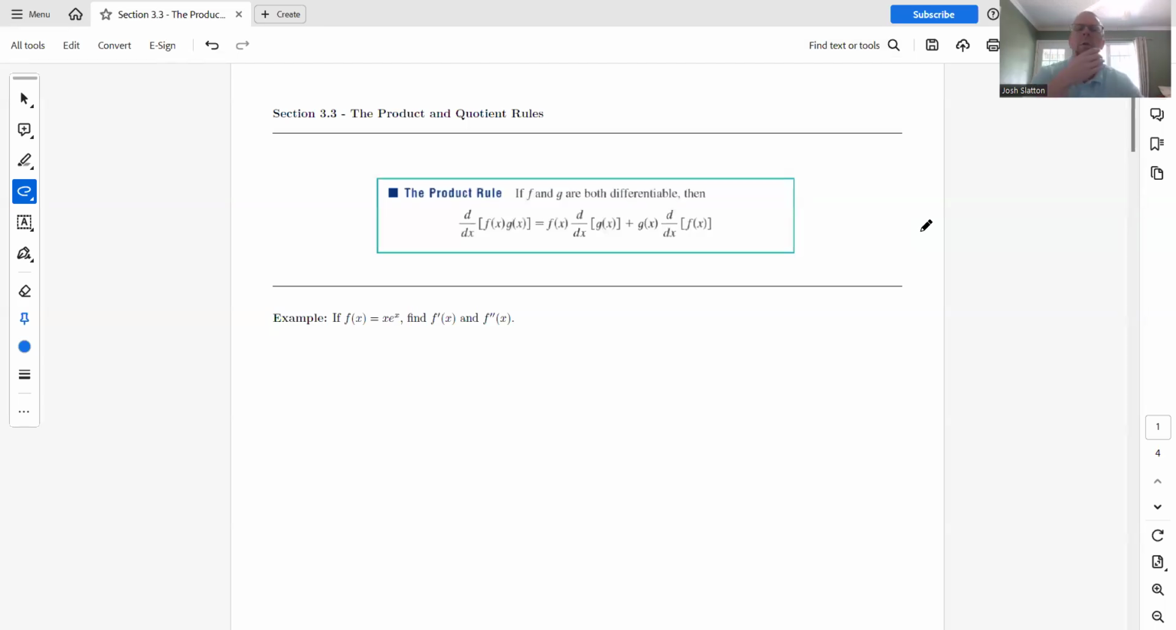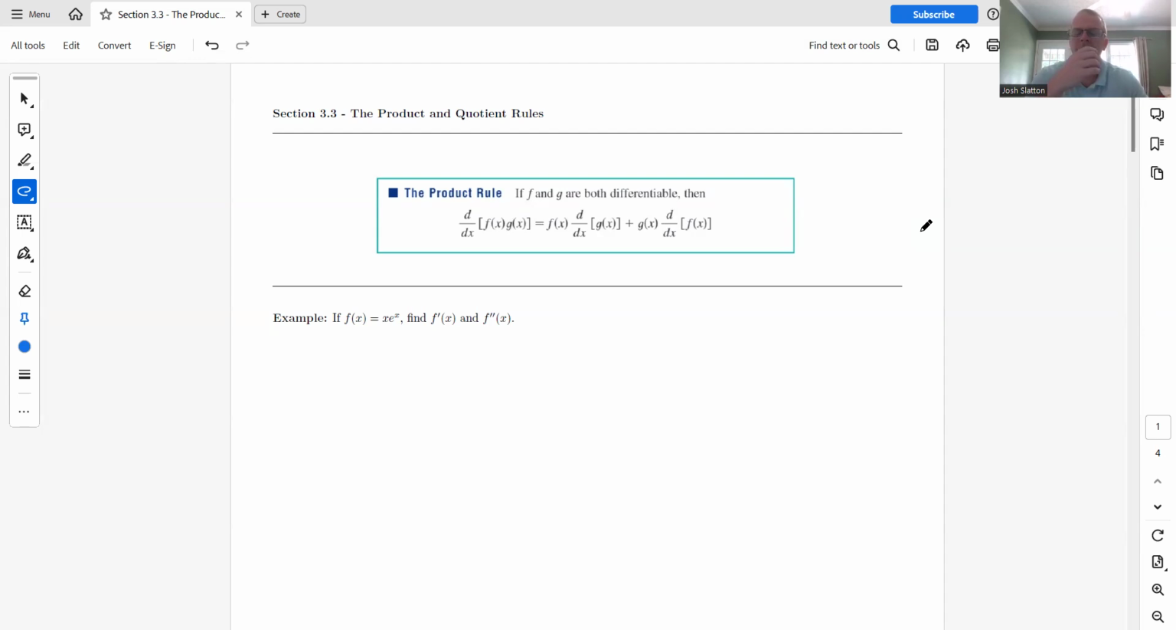All right, so section 3.3. We're going to get into some of the rules of differentiation, because a lot of times finding derivatives is not as simple as finding limits, for example.